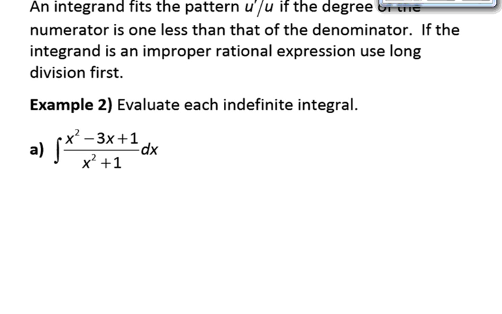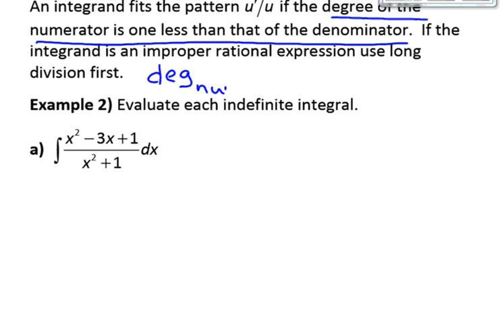Okay, so using natural log from an integral only works if you have the pattern u prime over u, if the degree of the numerator is 1 less than that of the denominator. Because if we take the derivative of the denominator, then we get 1 less degree. However, what if you have the degree the same, or the degree of the numerator being higher? So what happens here is if the degree of the numerator is greater than or equal to the degree of the denominator, then what you want to do is divide.